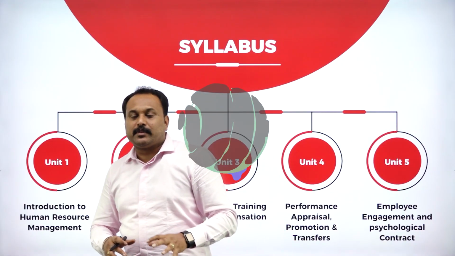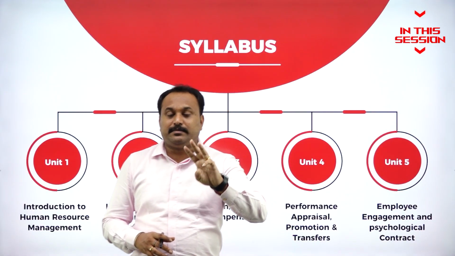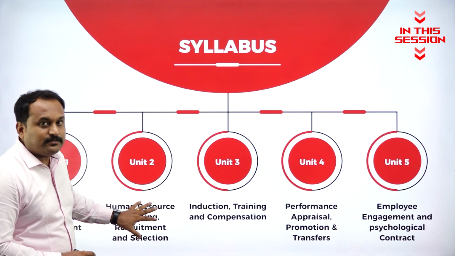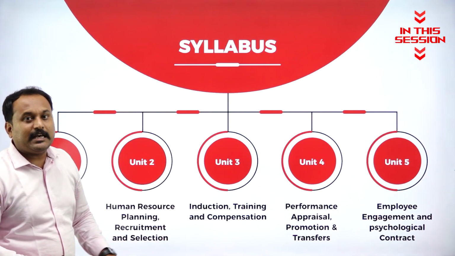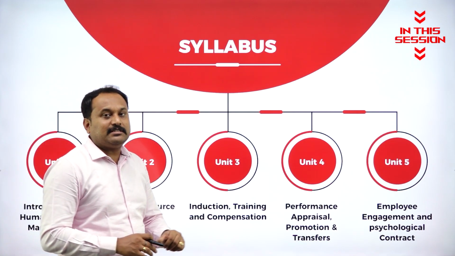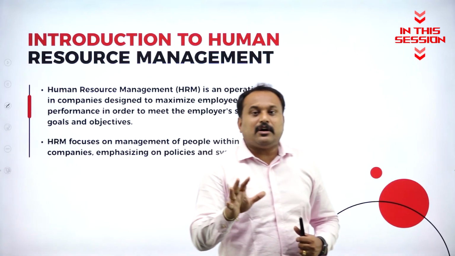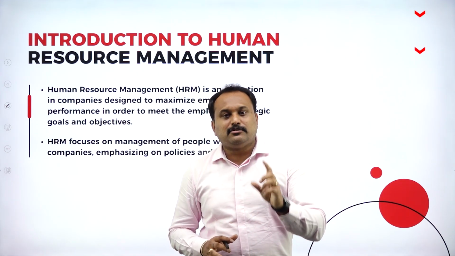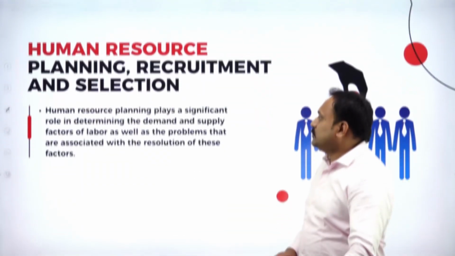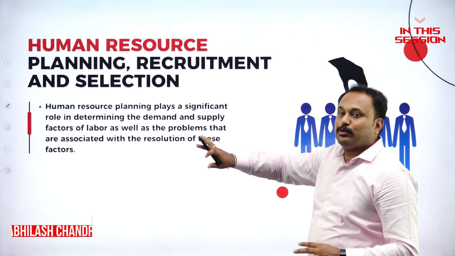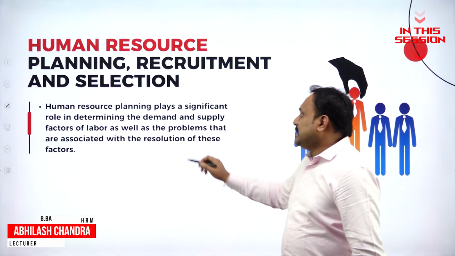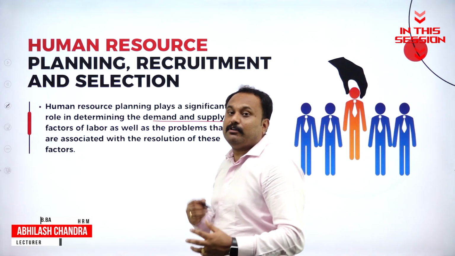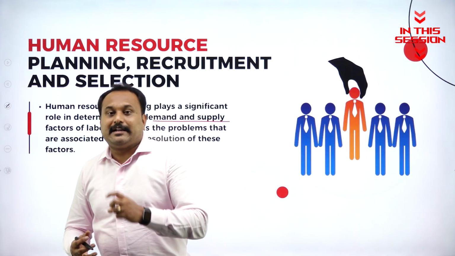This chapter contains 30 marks because here you'll be getting a question which is a 15 marks question, a 10 marks question as well as a 5 marks question. So this chapter is very important. The first objective of human resource management is very simple, that is organizational objective. Human resource planning plays a significant role in determining the demand and supply factors. So here you will understand more about manpower planning, how we recruit people.